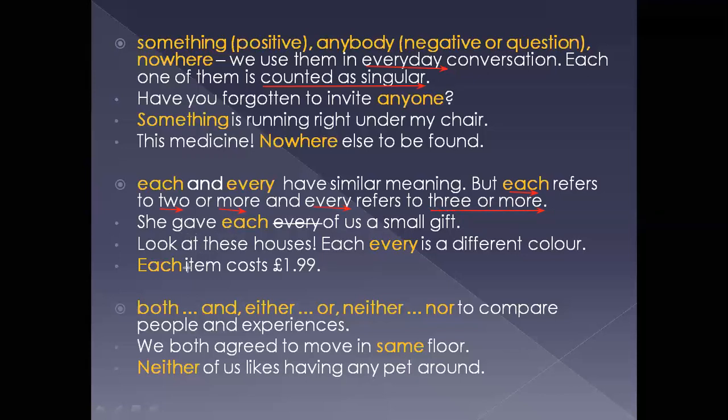For example, the first example and the third example. She gave each of us a small gift. What does that mean? She gave each one a small gift. That means talking about between who? How many people are they talking about? Between each, two or three, right? Two or more.